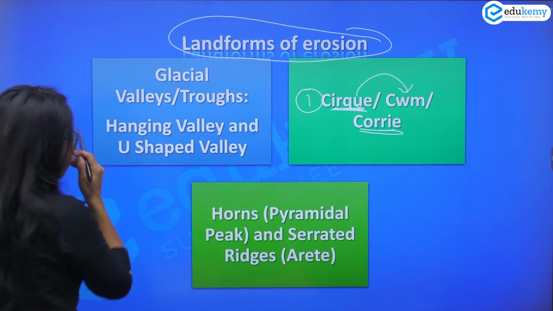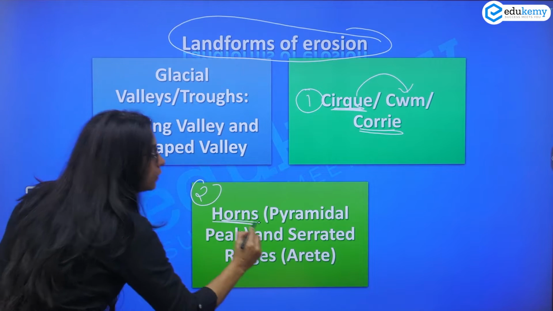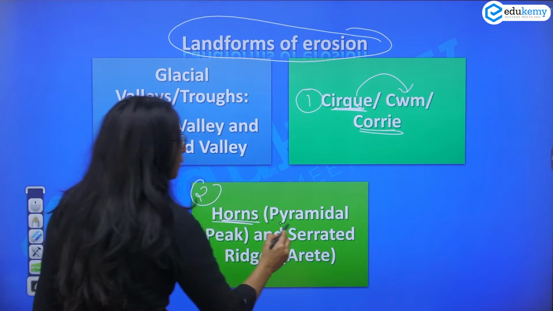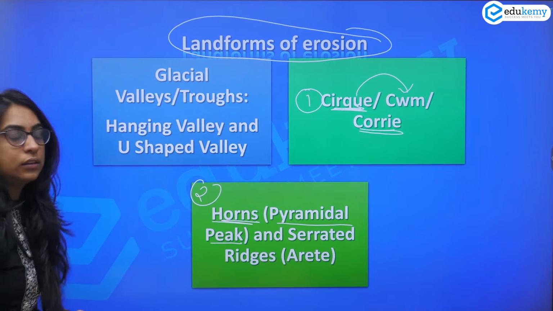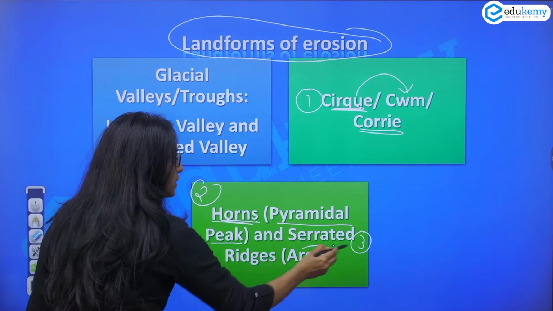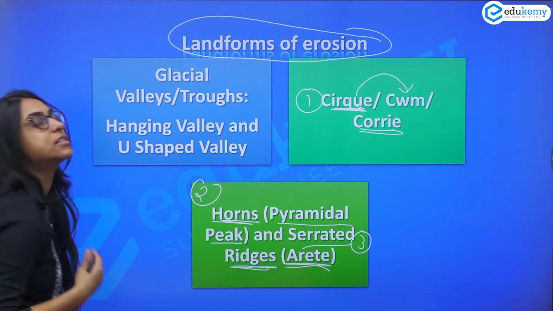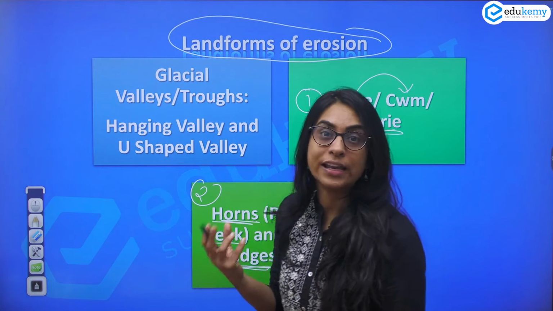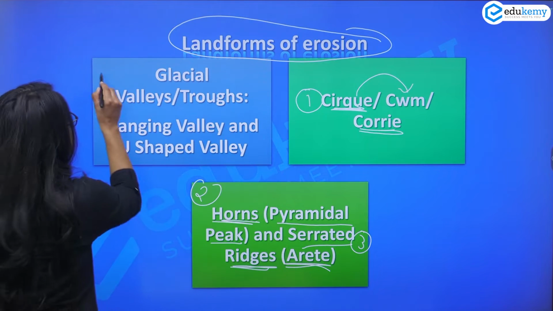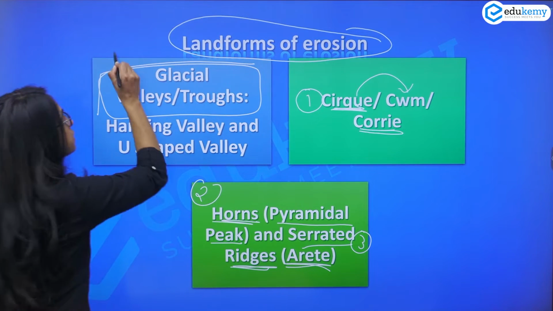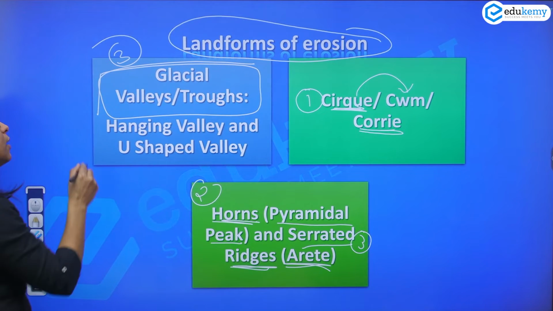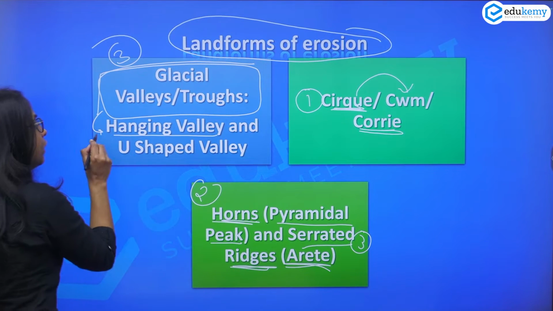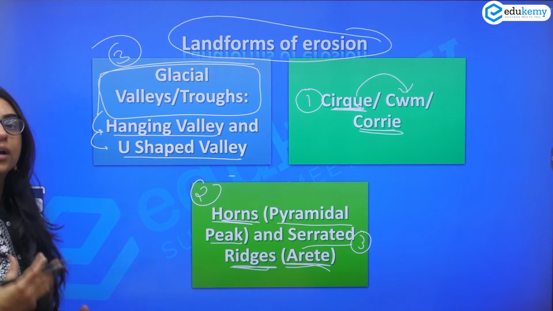The second erosional landform that we will be dealing with is the horn, also known as the pyramidal peak. The third is the serrated ridges, also known as arete. Another important erosional landform is valleys. Like the valleys we have studied in rivers, there are valleys of glaciers also, the glacial valleys or troughs. They are majorly of two types: hanging valley is one, U-shaped valley is another. So what are the erosional landforms?